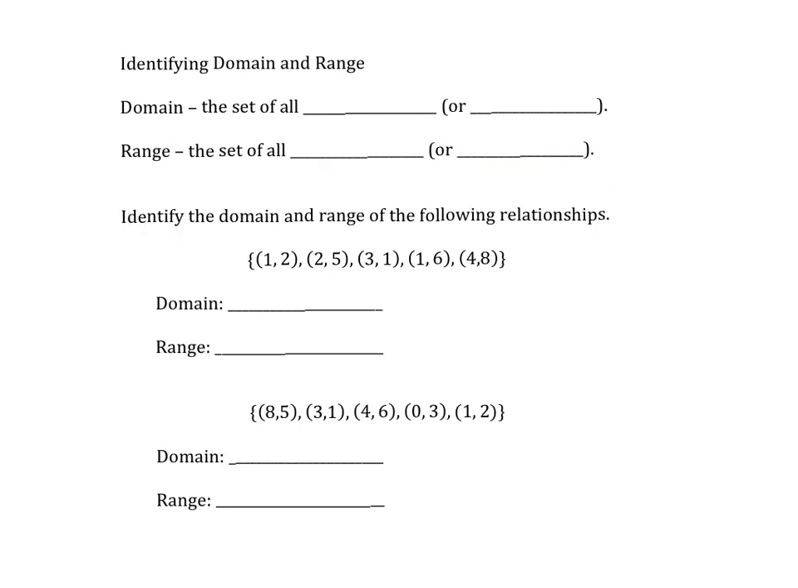Now let's move on to identifying the domain and range. The domain is the set of all x values, or we could call this the independent values, or independent variables. Range is the set of all y values, or otherwise known as the dependent variable.